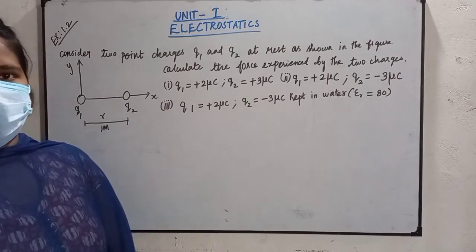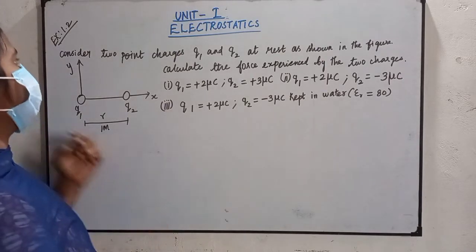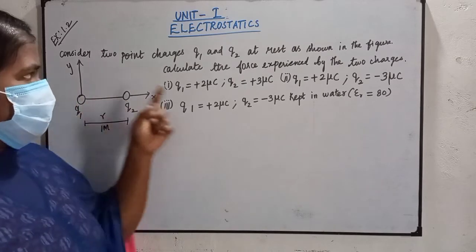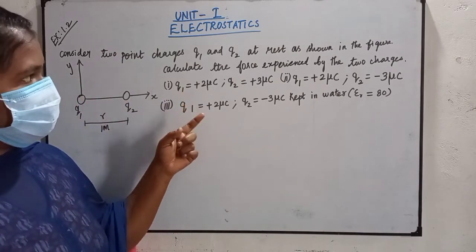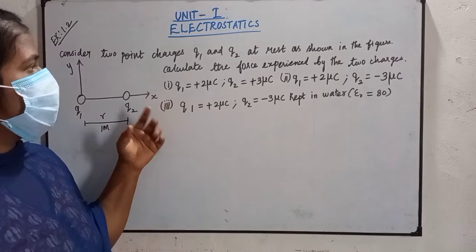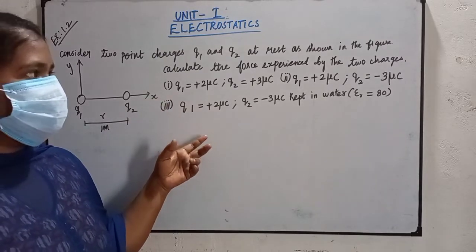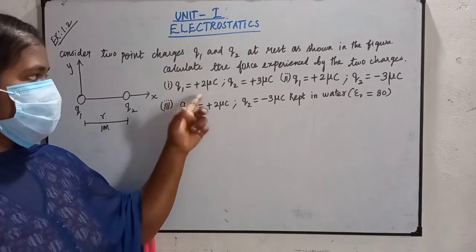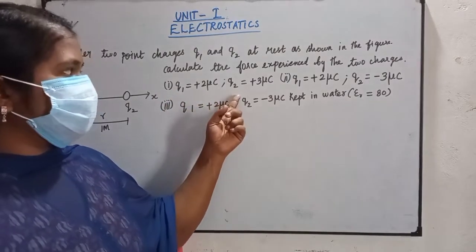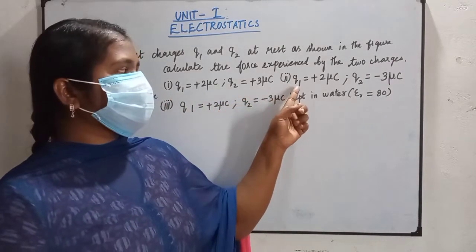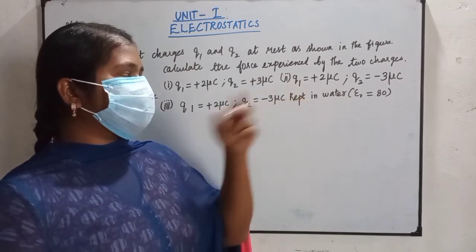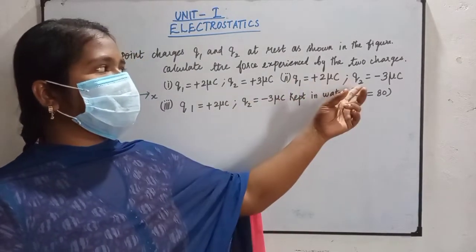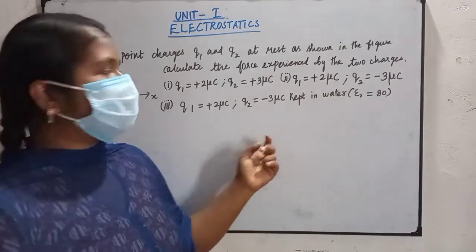Example 1.2. I read the question. Consider two point charges Q1 and Q2 at rest as shown in the figure. Calculate the force experienced by the two charges for the following conditions. First case: Q1 is equal to plus 2 microcoulomb, Q2 is plus 3 microcoulomb. Second case: the value of Q1 is plus 2 microcoulomb, value of Q2 is minus 3 microcoulomb.